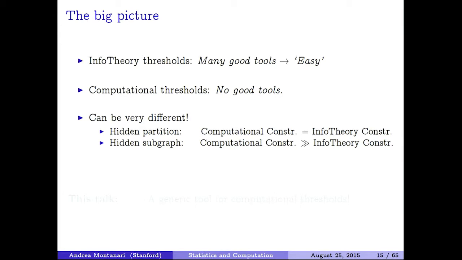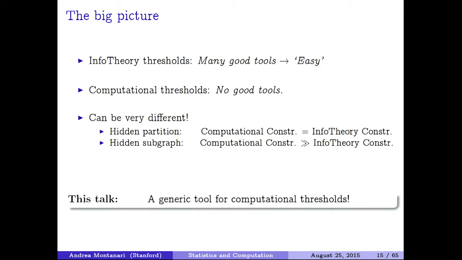And if the two types of thresholds were the same, then this would not be a big deal. But these two examples show that they can be very different. In particular, for the hidden clique model, the computational constraint is much stronger than the statistical constraint. So lower bounds that come from requiring the existence of a polynomial time algorithm seem to be much stronger.